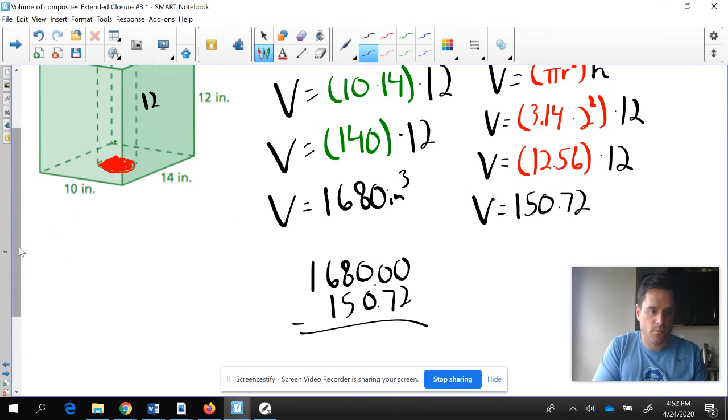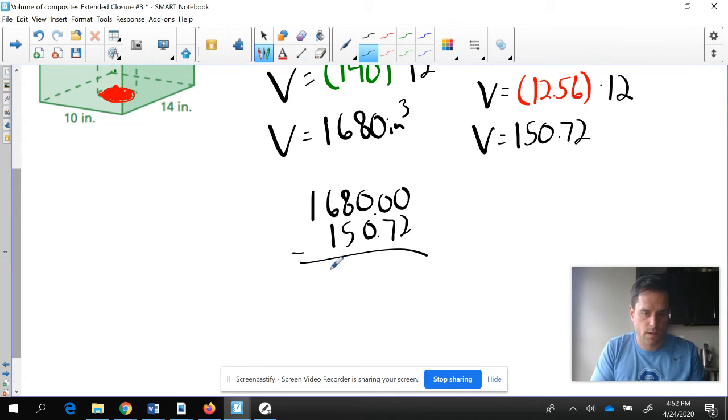And your final answer here, when you subtract that, should be 1,529.28, and that's going to be inches cubed. That's going to be our final answer.